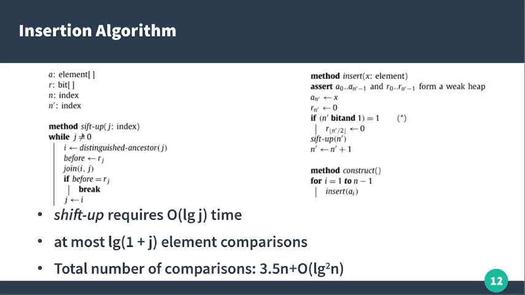This is the time complexity it requires for the shift up at location j, and it involves at most log of 1 plus j element comparisons. When constructing a weak heap using repeated insertion, it is observed that while the execution time increased with n, the number of element comparisons stayed constant per element even when n increased. So the total number of element comparisons performed while constructing a weak heap using n insertions in a row is at most 3.5n plus order log squared n. So this is the algorithm for repeated insertion.